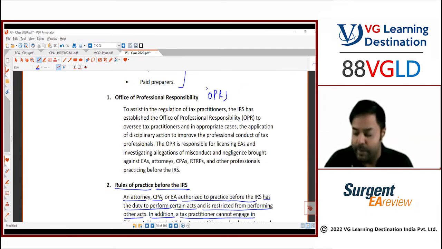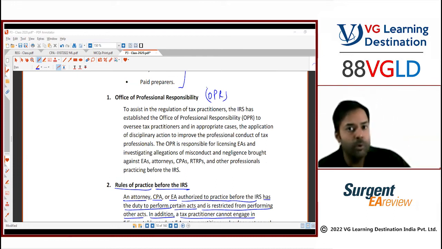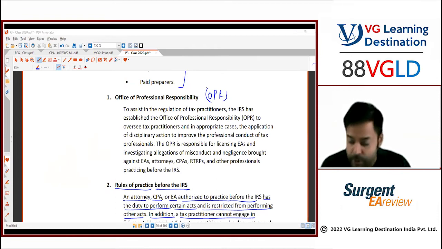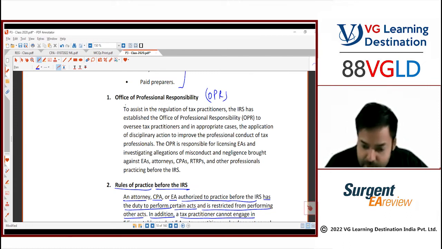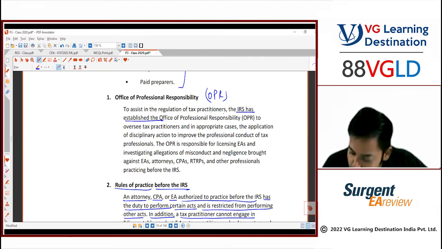What is OPR? OPR is basically the disciplinary authority. In case you are doing any conduct which is not allowed for an EA, they can take stern action against you. To assist in the regulation of tax practitioners, the IRS has established the OPR, the Office of Professional Responsibility, to oversee tax practitioners and, in appropriate cases, apply disciplinary action to improve the professional conduct of tax professionals.